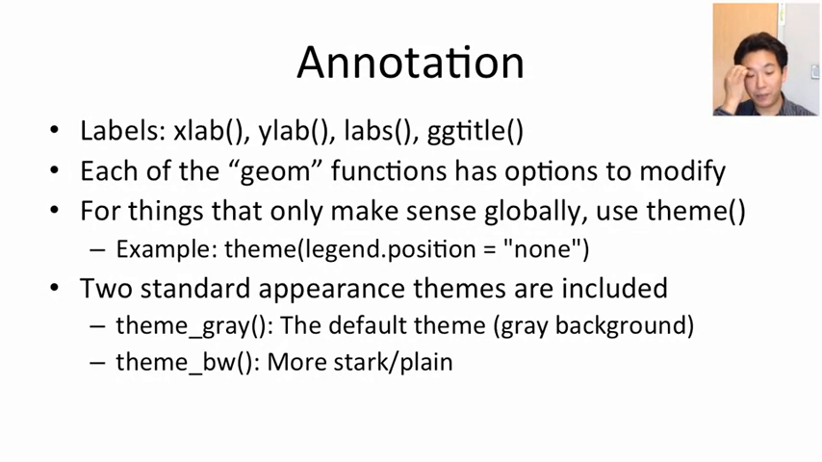And then finally, there are some general themes that are built in that control a lot of different elements of the plot. So you can set many options at once. Basically, theme_gray is the default theme, and it gives you the gray background with the white grid lines. The theme_bw, for black and white, is a more stark, plainer theme if you don't like the gray background.